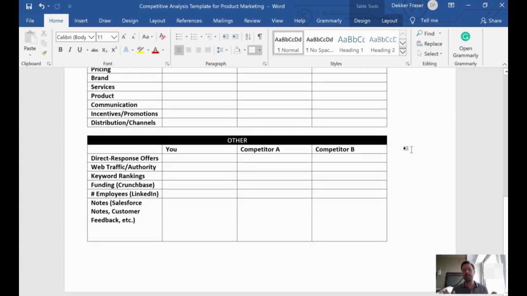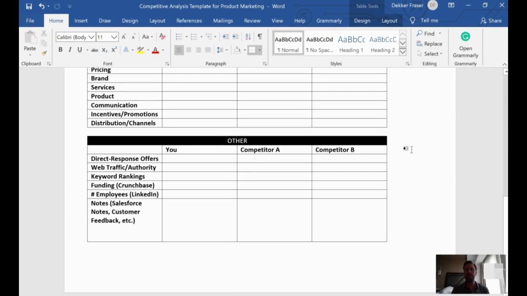Communication, this is one of the biggest parts of marketing. It's usually where people start. So this is looking at things like the advertising, the social media posts, the website, the landing pages. It gives you a sense of how effective your competitors are at communicating to the target customers. Incentives and promotions can matter a lot. So things like coupons, time-sensitive offers, and also you really want to consider the distribution or channels that your competitors are going through.